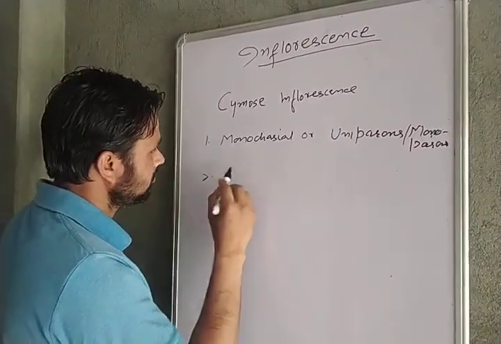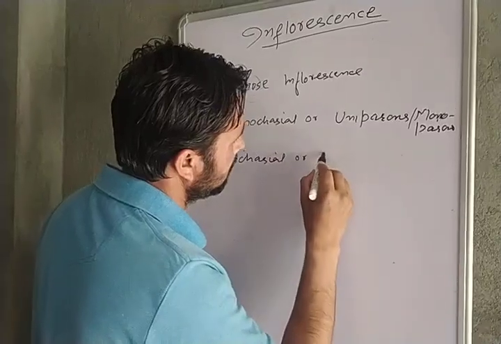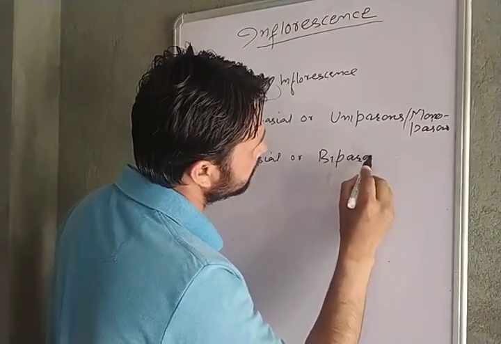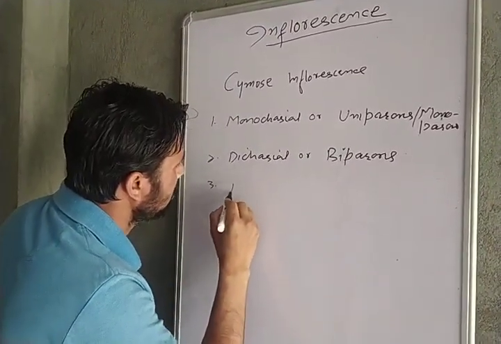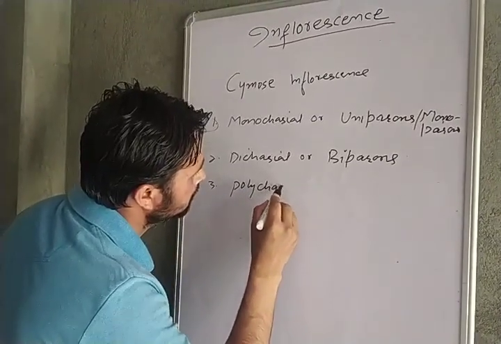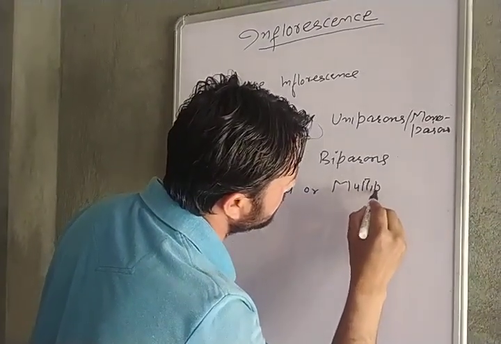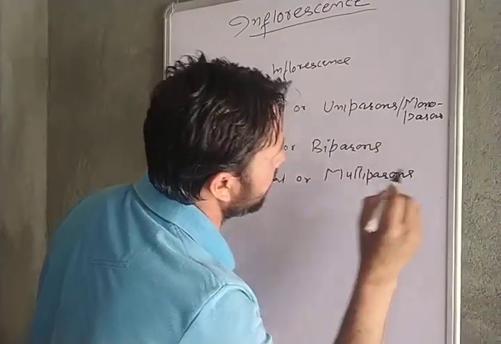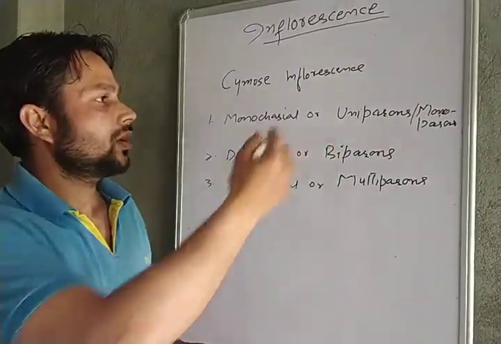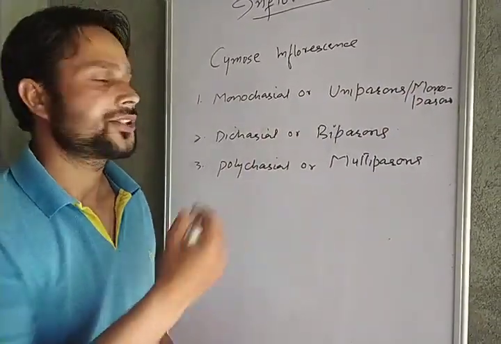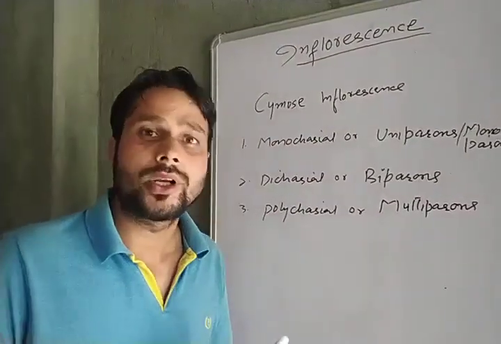Number 2, dichasal or bipairous. And number 3, polychasal or multipairous type of inflorescence. These are the three types of cymose inflorescence: monochasal or uniparous, dichasal or biparous, and polychasal or multiparous. Now I am going to explain the monochasal, dichasal, and polychasal types of inflorescence.